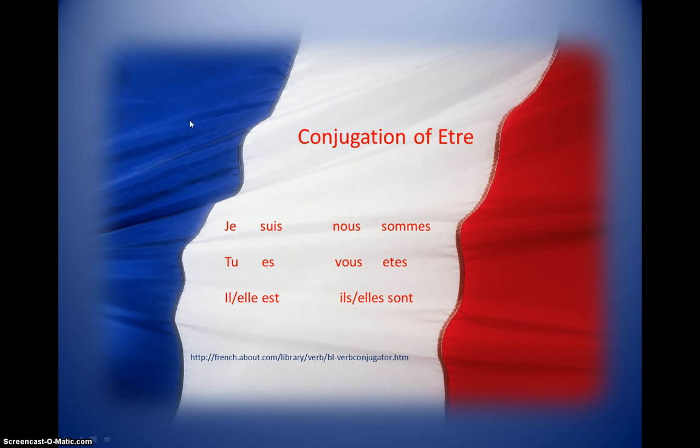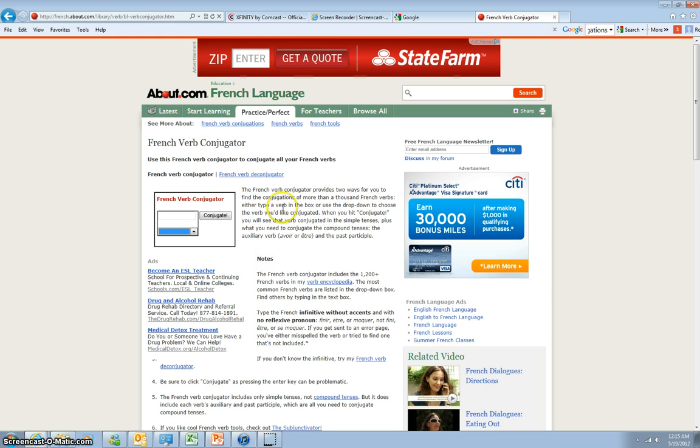I want to take a look at that, so if you would like to go with me, we'll go take a look. If you notice on this website, the French verb conjugator, there's a box here where you type in the verb that you want to conjugate. Also, there is a drop-down box. This is the database of the verbs. There are many verbs here, so if you're not sure or you want to check yourself, you can come out here and have this device conjugate the verbs for you.